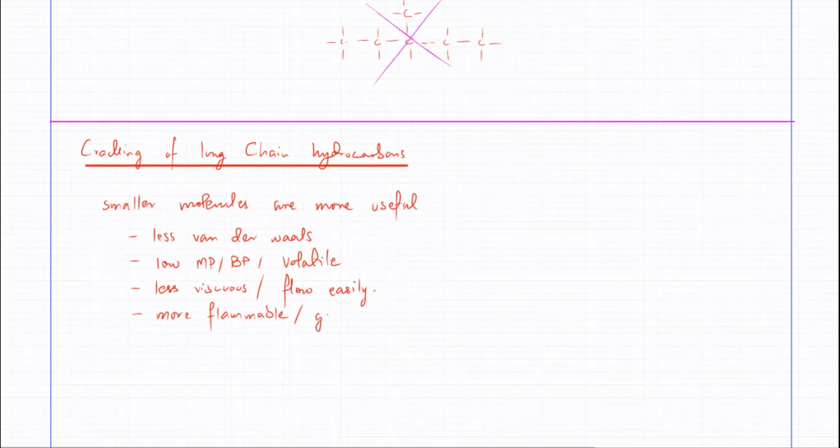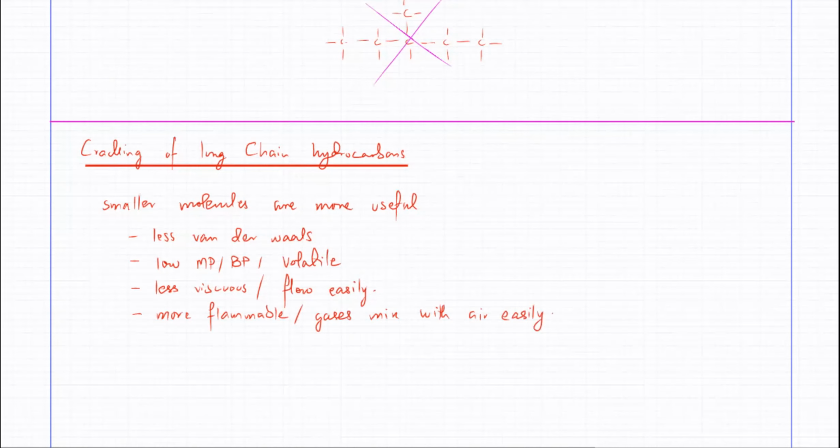They would be gases mixed with air easily. Like candle wax will not mix with air. Candle wax, something that's solid, is not going to mix with air. Gases mix with air easily. So they'll be more flammable as well. So these are some of the good properties.